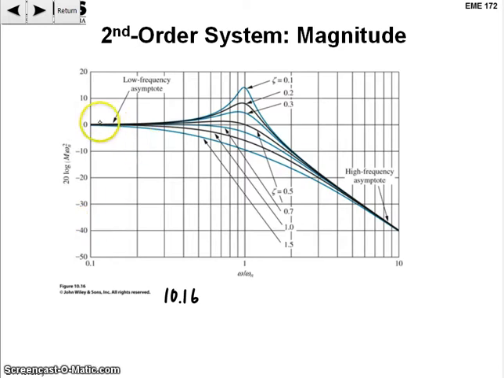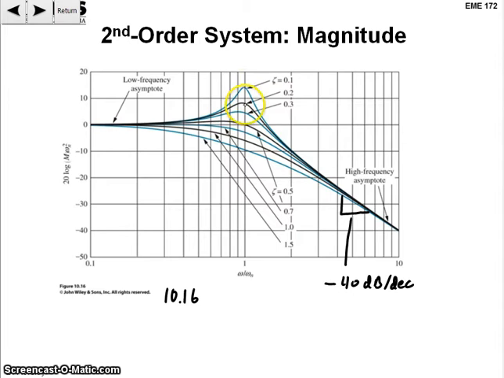He's showing here the low frequency asymptote is a line at 0, because this is a normalized second order system. It has a gain of 1 at low frequencies. And then here's the high frequency asymptote, which has a slope of minus 40 dB per decade. You can get peaking of the magnitude response if zeta is small. For zeta equal to 0.1, we have a relatively large gain peak, about 14 dB.